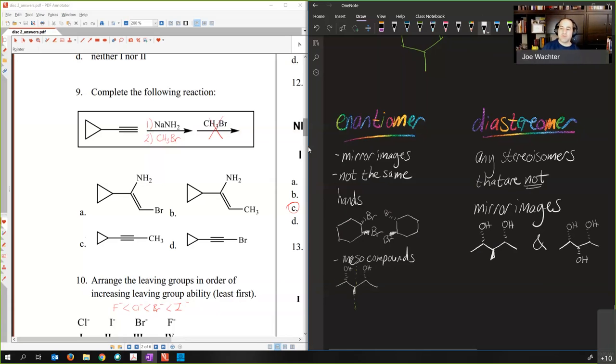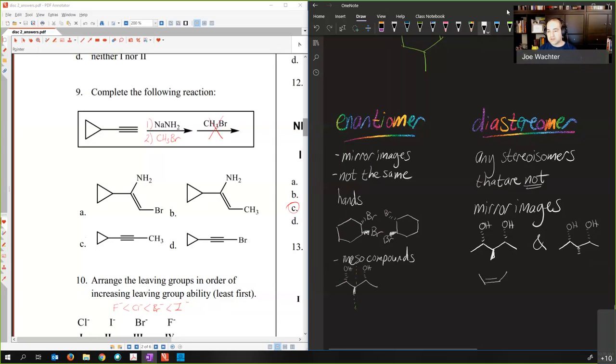So let's say we change that bottom bond to a dash. Those are now stereoisomers still, but they're not mirror images. Whoops, I didn't mean to put that OH in there. They're stereoisomers, but not mirror images. And so they're diastereomers.